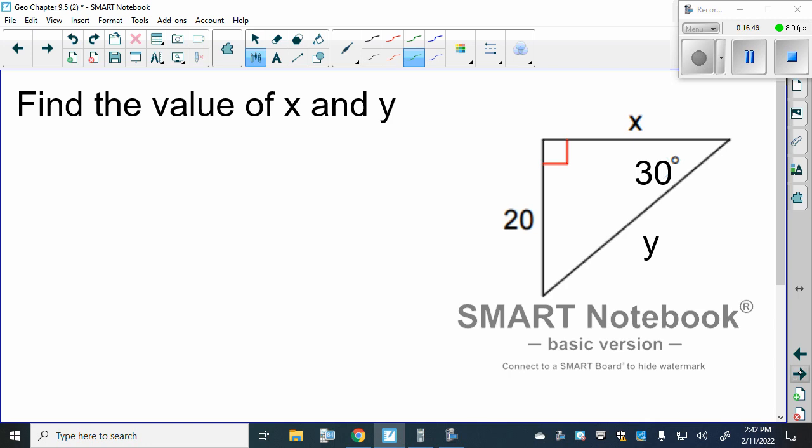So let's look at this one here. And I think the note sheets might be a little flipped. Okay, that's fine. Now, what's different about this one than the ones we just did?